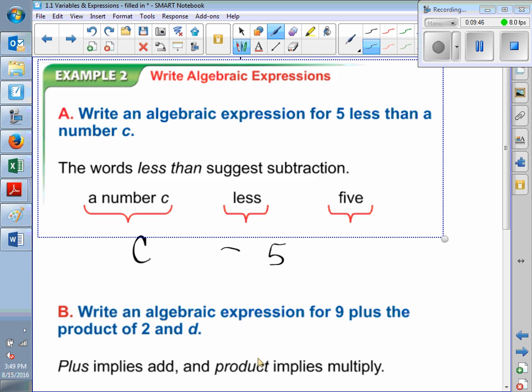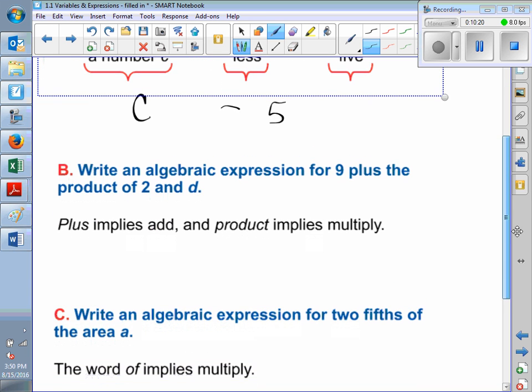Now let me ask you this. If it said 5 less c, what would that be? If it said 5 less c, it would be 5 minus c. Do you see the difference between the less and the less than? That kind of tricks people up sometimes. Okay? All right.